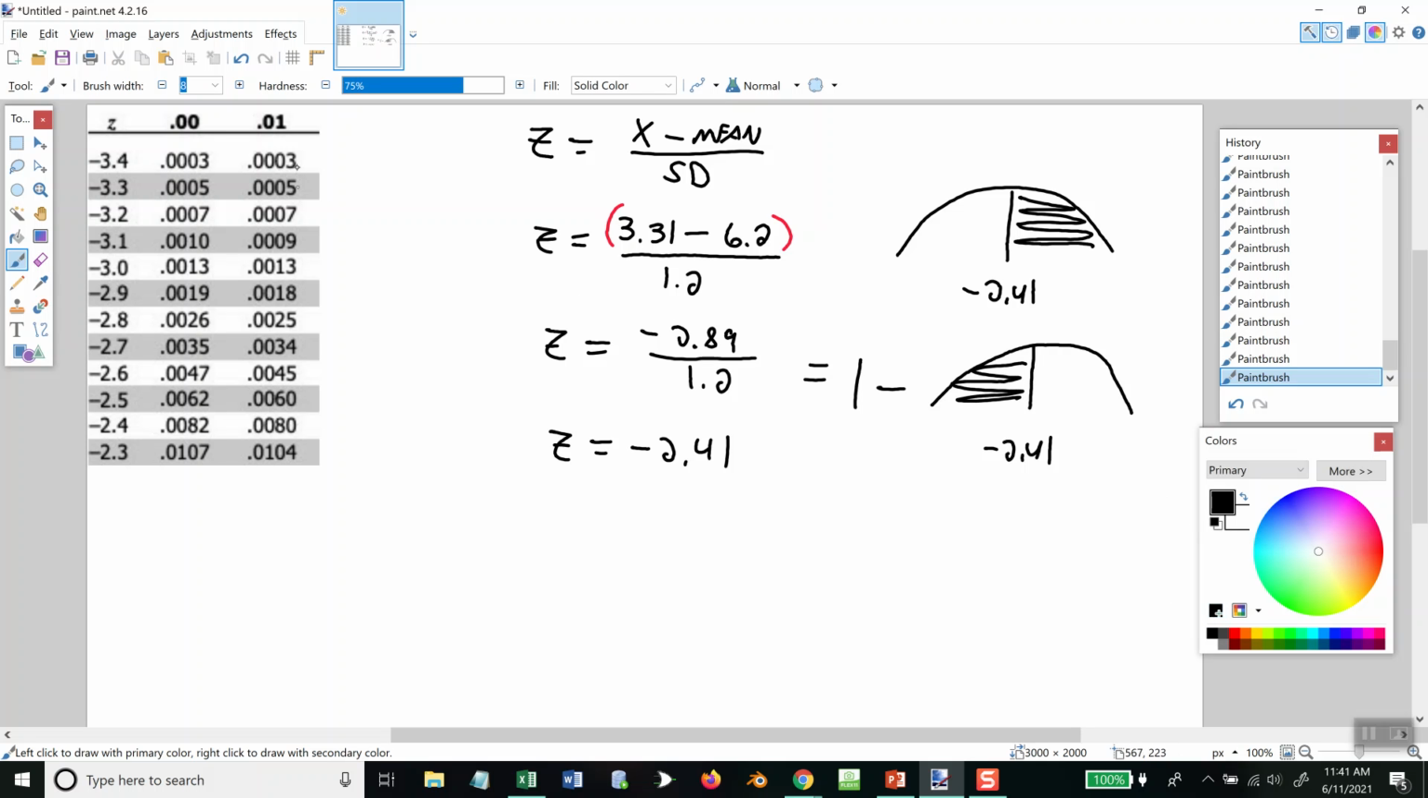Because our table is based upon the area to the left. Here's our z-score that we're going to look up in our table. We want to separate it. So I'm going to separate this part from the hundredths place. This is 0.01. So I'm going to look up negative 2.4, which is right there, and 0.01. And at the intersection of those, you're going to see your value. So we're going to have 1 minus 0.0080.